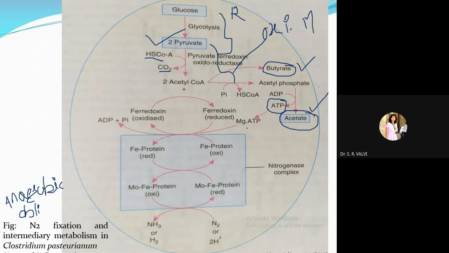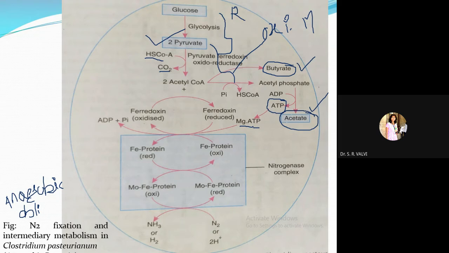So this ATP is written over here as MgATP. As I explained earlier, Mg++ magnesium ions act as activators. So here it is written as MgATP. Don't get confused about Mg being written along with ATP, right? MgATP means Mg++ ions are also used to activate this nitrogenase complex or the nitrogenase enzyme.